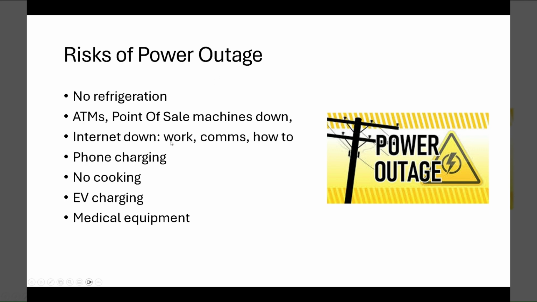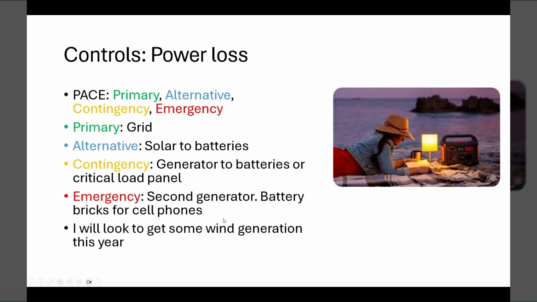Risk of a power outage would be no refrigeration. So your food might spoil, your medications might go bad. ATMs or point of sale machines are down, so you can't get cash. Internet's down, so your work and comms, all your how-to manuals that you threw out because you want to get them online, you can't get those anymore. Phone charging, no cooking, no EV charging, all risks.